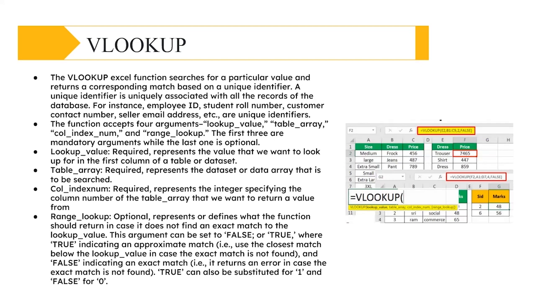We need to have a unique identifier like a seller ID or seller number to search if the seller exists or not. That is the unique identifier we're talking about here. The function accepts four arguments: lookup value, table array, column index number, and range lookup. The first three are mandatory, while the fourth is optional.